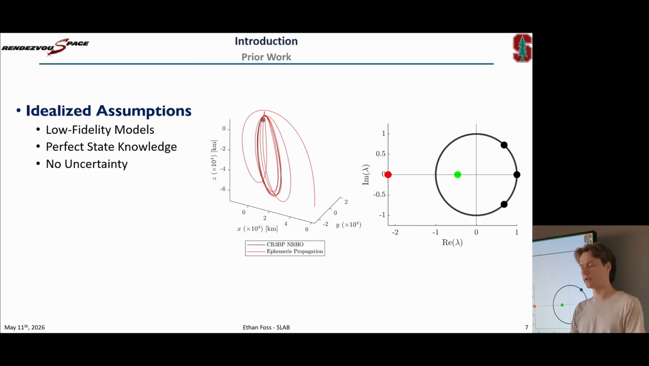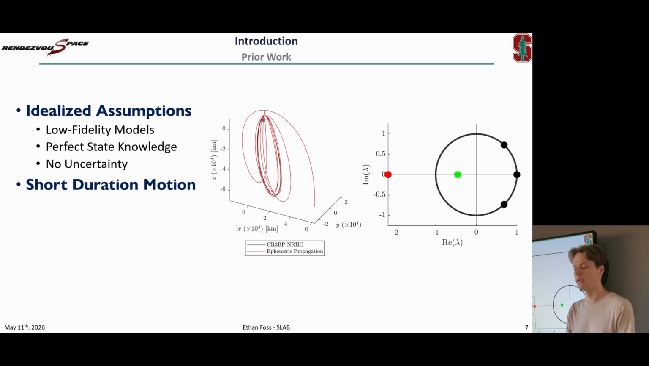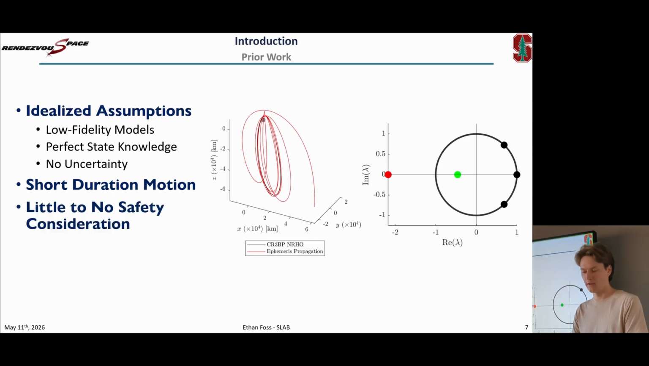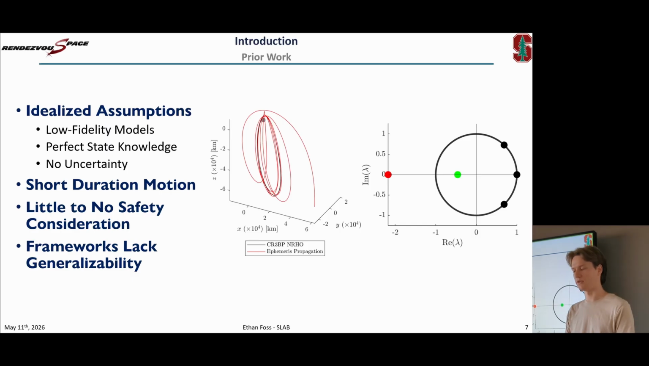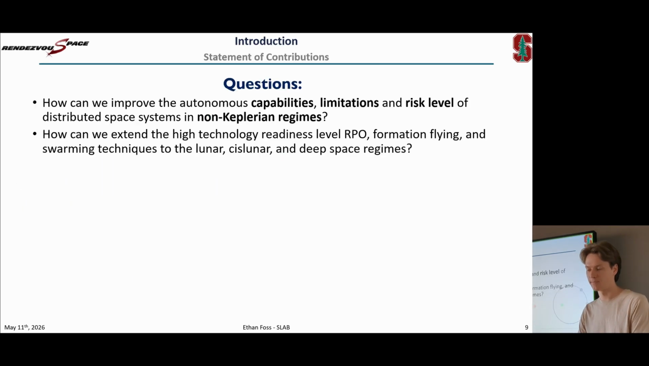Going further in terms of prior work, I'll probably expand on this a little bit in a future iteration, but a lot of prior work typically works with idealized assumptions. This includes low fidelity models, perfect state knowledge, and a lack of uncertainty. They usually consider short duration motion, which is typically quite unrealistic. Oftentimes there are little to no considerations for safety. And finally, the frameworks typically lack generalizability to various orbital regimes.